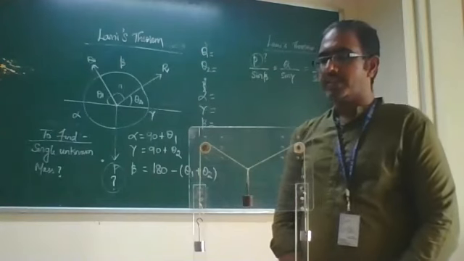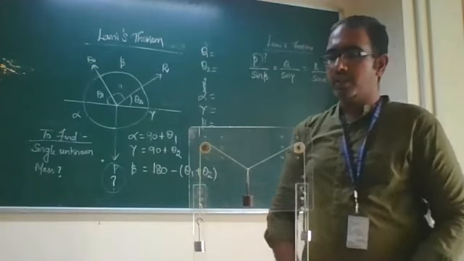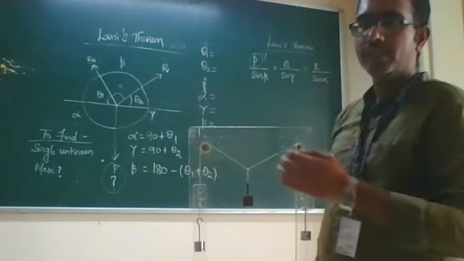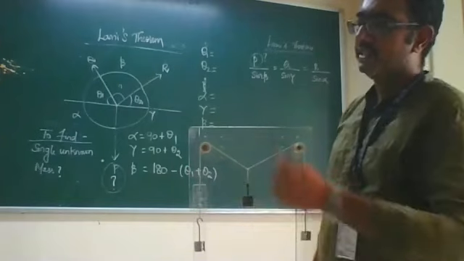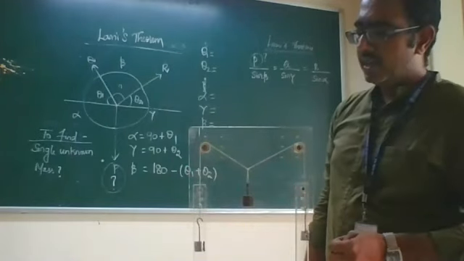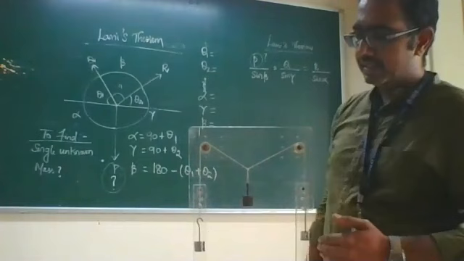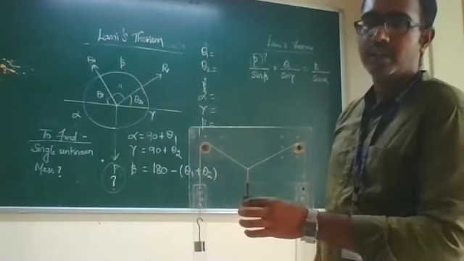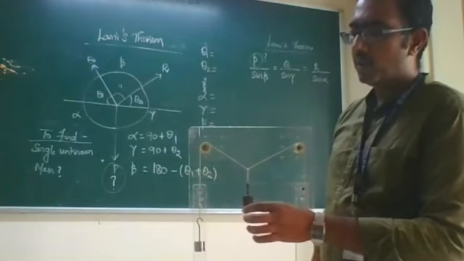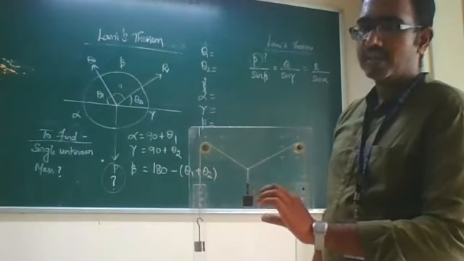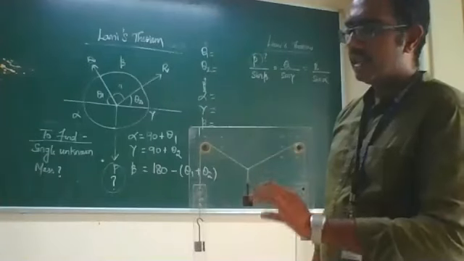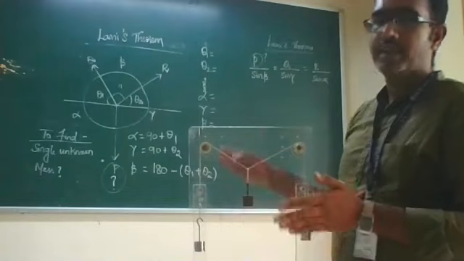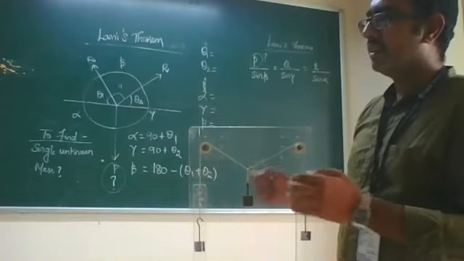First I'd like to explain the Lami's theorem kit. This is the whole frame, and we have two pulleys over which the thread is passed. On the left and right hand side, two known masses are suspended, and the middle one is going to be the unknown mass. This unknown mass we are going to find out using the Lami's theorem concept.